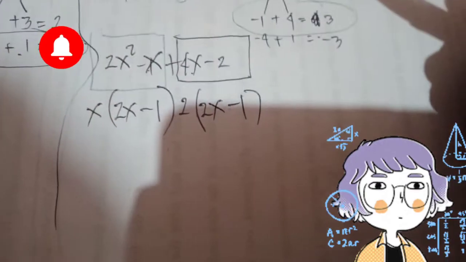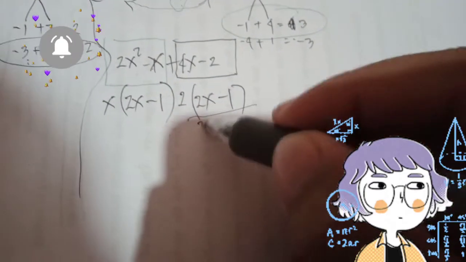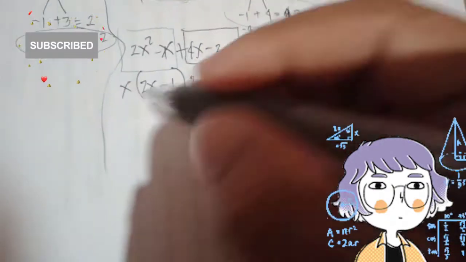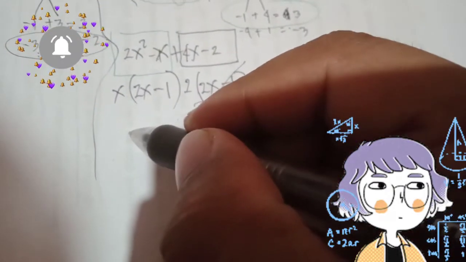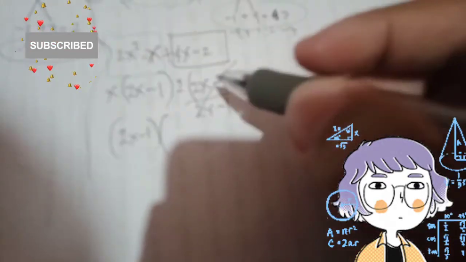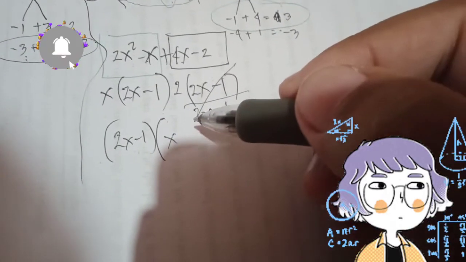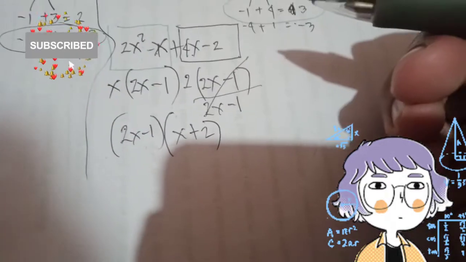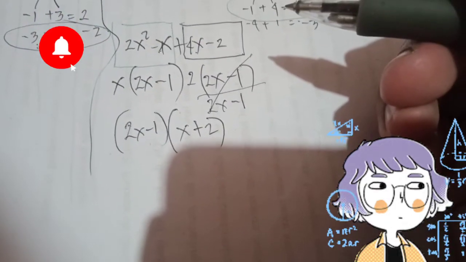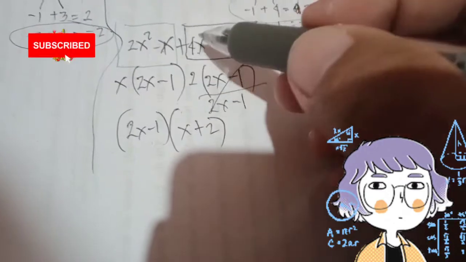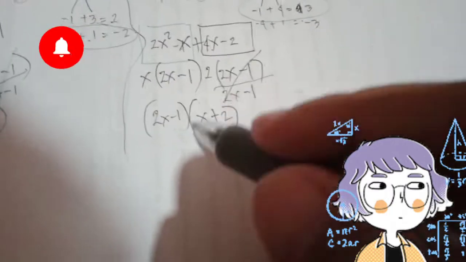Now we can proceed. Let's divide by its own, 2x minus 1, so it's cancelled. The remaining factors are 2x minus 1 and x plus 2. Let's try to simplify.